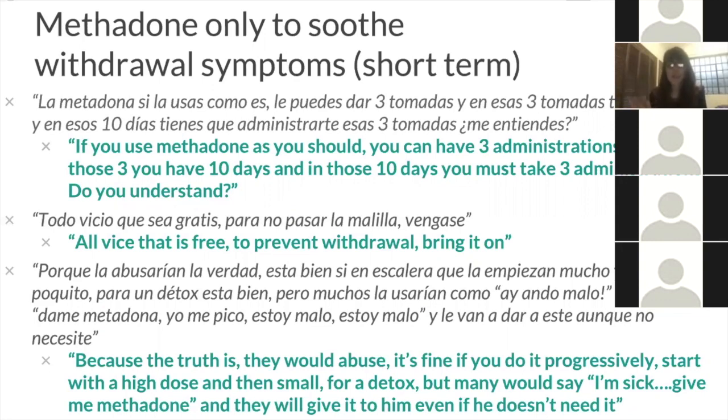Advice that is free to prevent withdrawal, bring it on. Because the truth is they would abuse it. It's fine if you do it progressively, start with a high dose and then small for a detox. But many would say, I'm sick, give me methadone. And they will give it to him even if he doesn't need it. So there was a lot of reluctance in that sense.